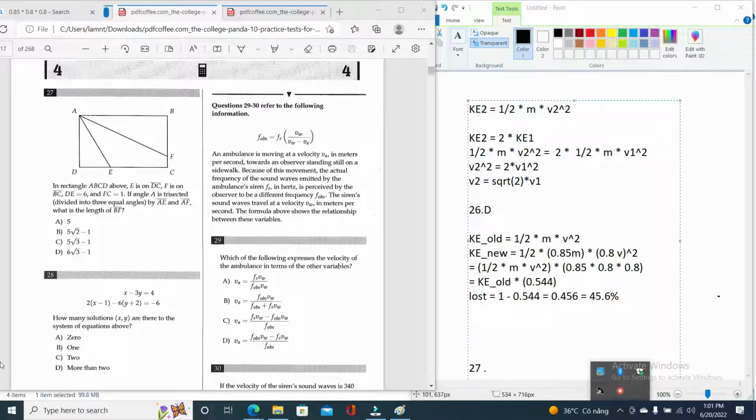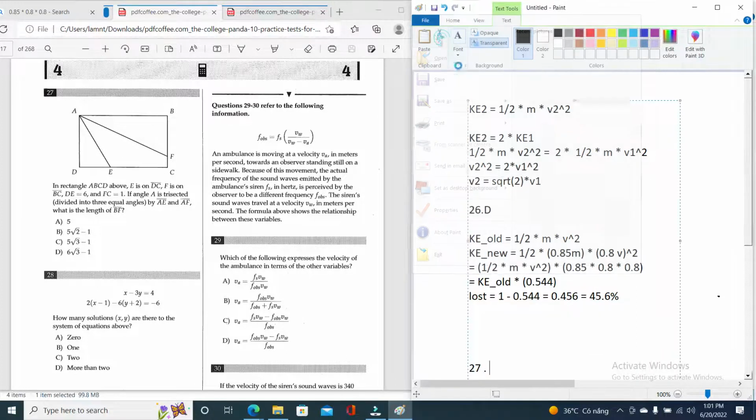So 27. Alright, so they give a rectangle, and we're given the figure. So angle A is trisected. Alright. So what's the length of BF? Alright. So let's actually draw this figure out.